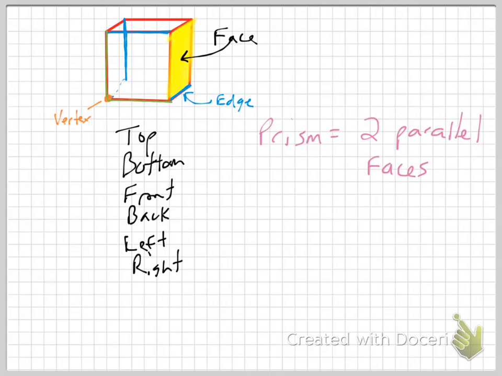Since that is true, it's two parallel faces that are also congruent. Two congruent parallel faces. Do you agree that the top and the bottom here are the exact same shape? Yes. Right? And they never touch? Those are parallel faces. Prisms have two parallel faces. Does this object here have two parallel faces?